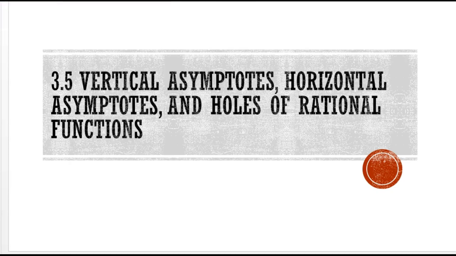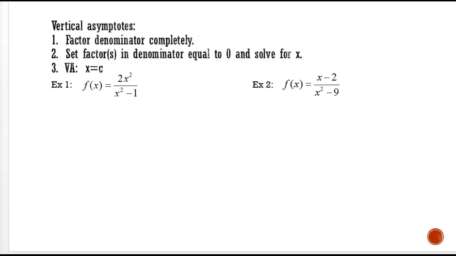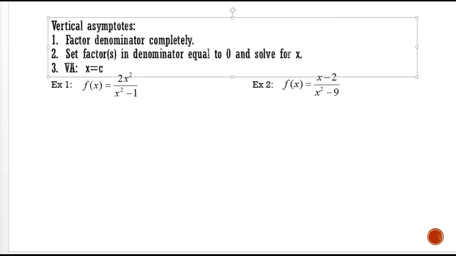All right, 3.5 is our last lesson on polynomials, but specifically it's looking at rational functions, okay? So three things we're going to learn. First is vertical asymptotes, okay? Remember what a rational function looks like for a second?